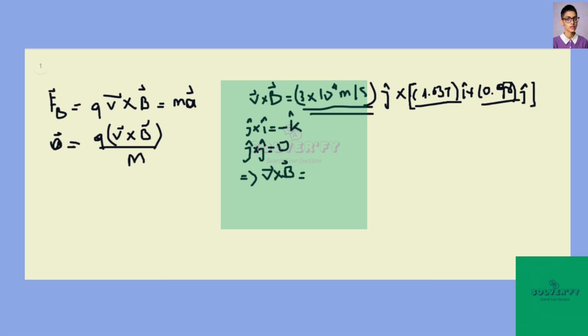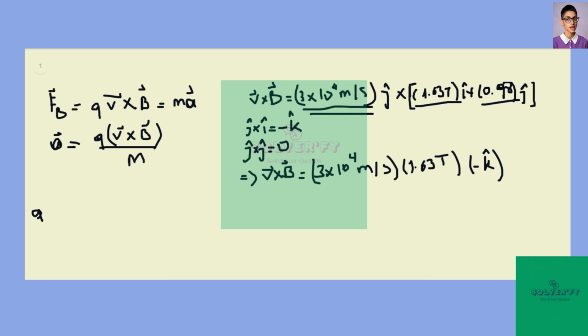is going to be equal to 3 times 10 to the power of 4 meters per second, times the X component of the magnetic field, 1.63 Tesla, times negative K hat. Now we can plug this into the acceleration equation.